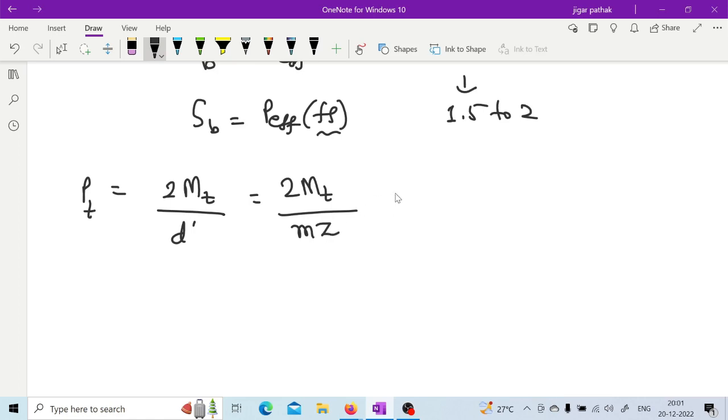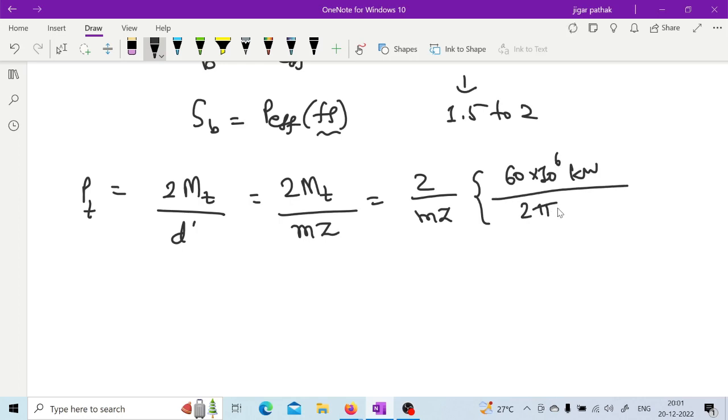So we can replace that diameter with module into number of teeth. If I further simplify, it can be written as 2 upon mz, 60 into 10 raised to 6 kilowatt. As we know how Mt is described, we have also written this expression earlier.